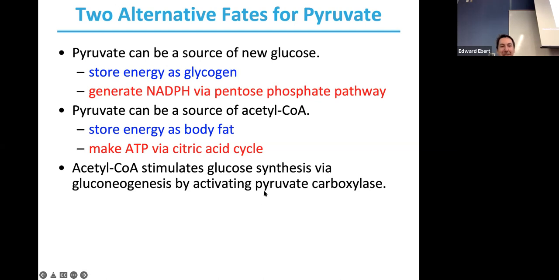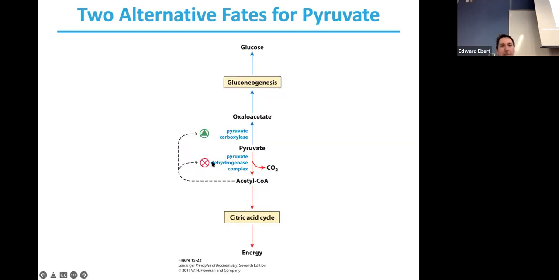It's a lot. Acetyl-CoA will also stimulate glucose synthesis through gluconeogenesis, by activating pyruvate carboxylase. So, alternative fates for pyruvate: go back up and make glucose, go make acetyl-CoA into the citric acid cycle, and we also make amino acids.